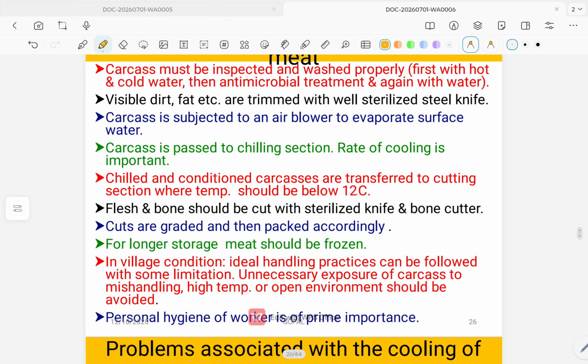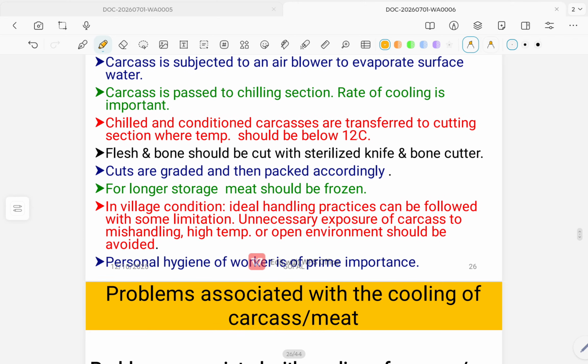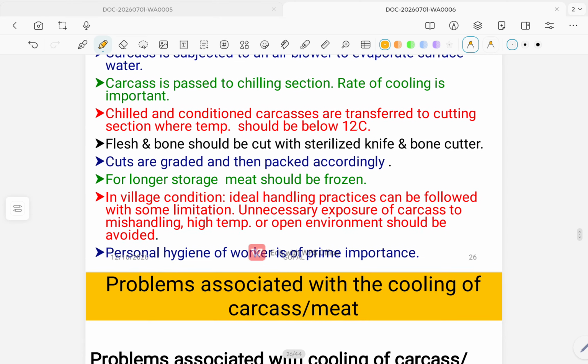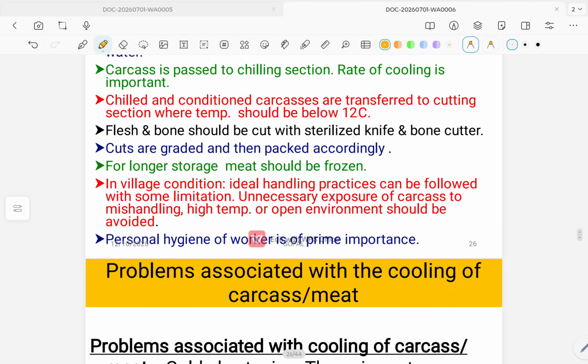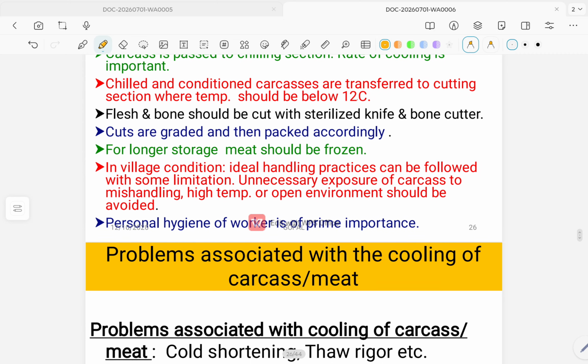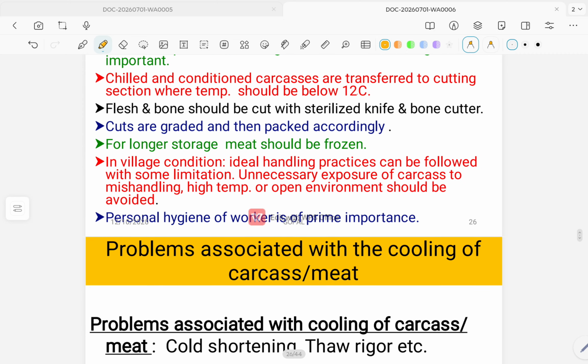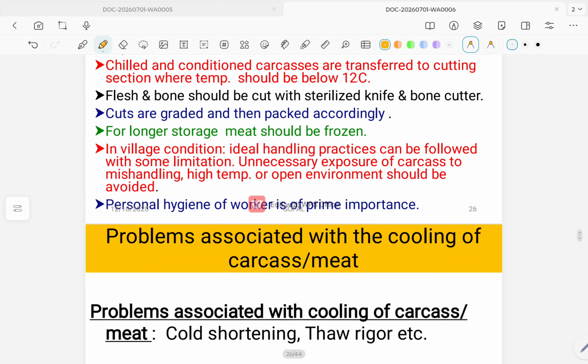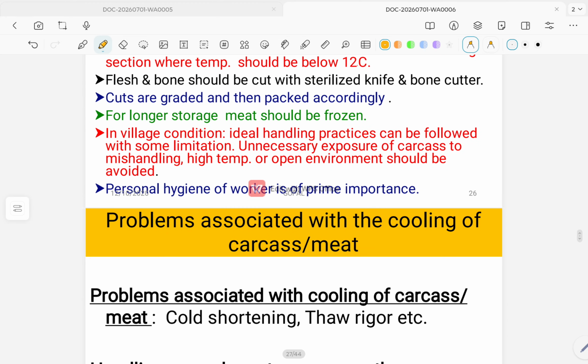The rate of cooling is important. Chilled and conditioned carcasses are transported to the cutting section, where the temperature should be below 12 degrees Celsius. Flesh and bone should be cut with a sterilized knife and bone cutter. Cuts are graded and then packed accordingly. For longer storage, meat should be frozen.